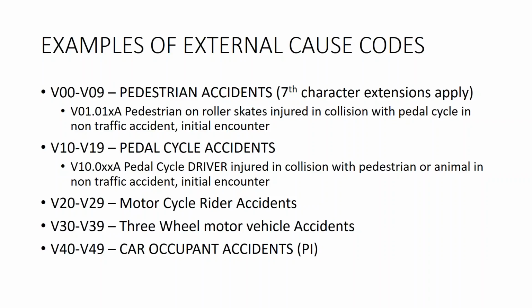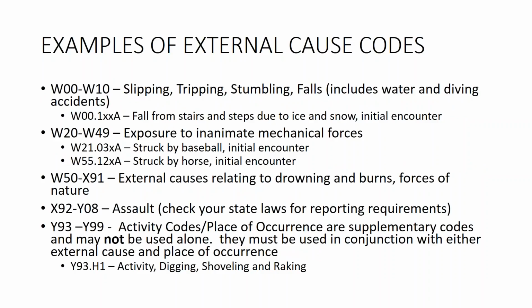You have pedal cycle accidents. So if you were the bicyclist and you were injured with a pedestrian or an animal in a non-traffic accident, this would be the code you would use, and so on and so forth. So you have accidents if you're a motorcycle rider, or on a three-wheel motorcycle, and then the car occupant accidents are your V40 through V49 codes. Those would be used mainly in your personal injury claims, but they can also be used on your medical claims as well.